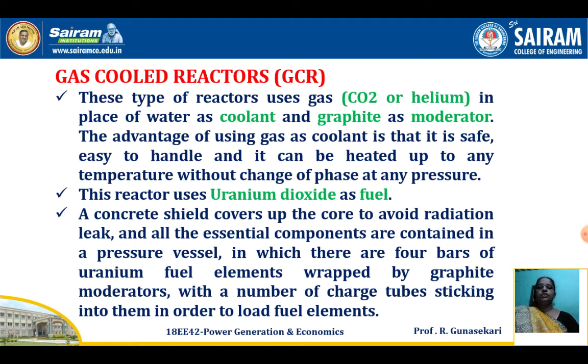This reactor uses uranium dioxide as a fuel. A concrete seal covers the core to avoid radiation leak, and all the essential components are contained in the pressure vessel, in which there are 4 bars of uranium fuel elements wrapped by graphite moderators with a number of charge tubes sticking into them in order to load fuel elements.